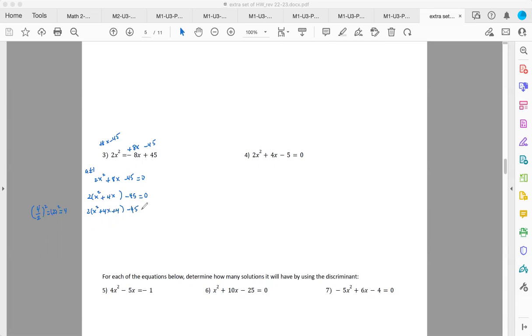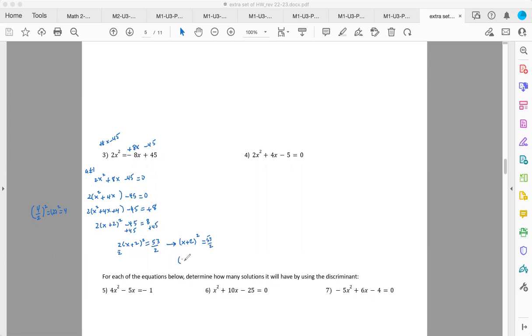And again, copy this now. So again, I'm adding 8. So I need to add 8 to the right-hand side to balance the equation. Now, what is my perfect square here? I have 2 times x plus 2 quantity squared, and then minus 45 equals 8. Add 45 to both sides. You get 2 times x plus 2 squared equals 53. Divide everything by 2. Then you get x plus 2 quantity squared equals 53 halves.